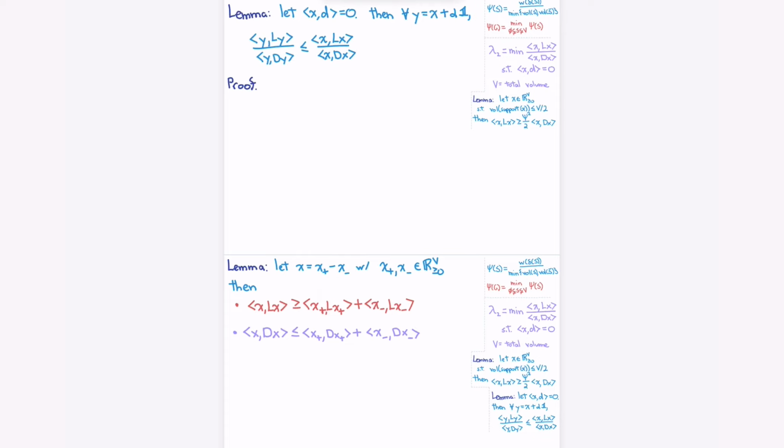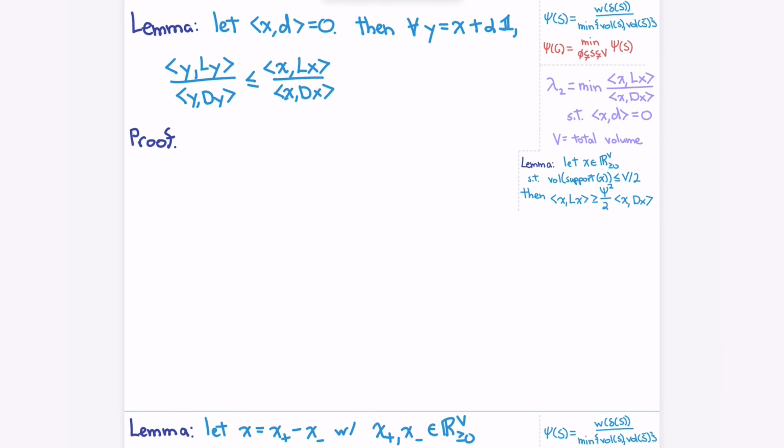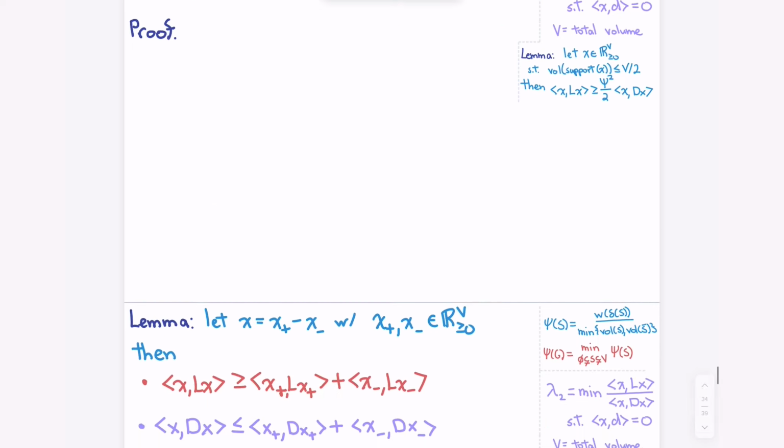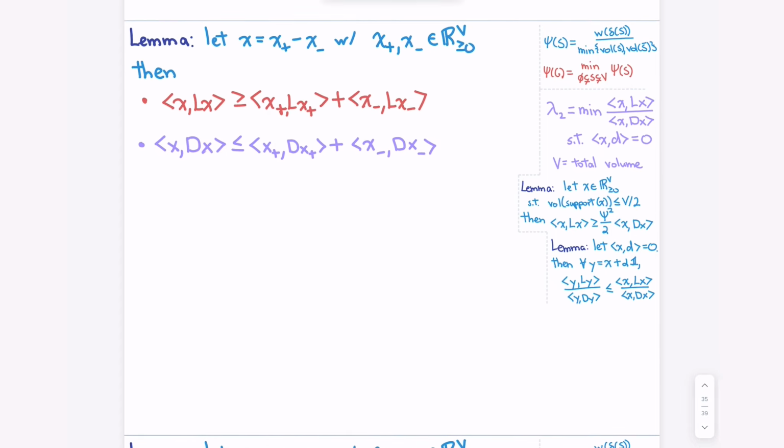Okay, so I want to get to this space where I can focus on x being non-negative. And so I'm going to need 2 steps to get there. Well, let me first overview the 2 lemmas. One lemma is that if I take my vector x and I split it into the positive part and the negative part, x plus just has all the positive entries in x, and everything else is 0. X minus has the negative entries in x, everything else is 0.